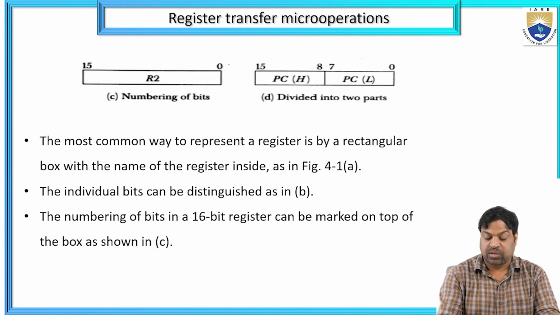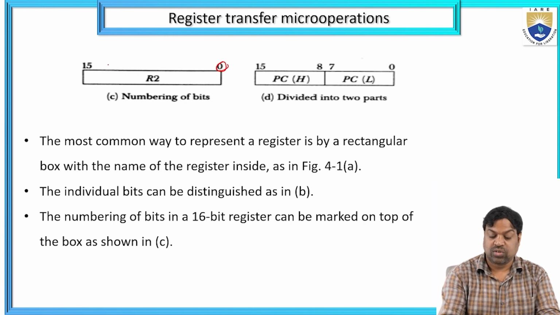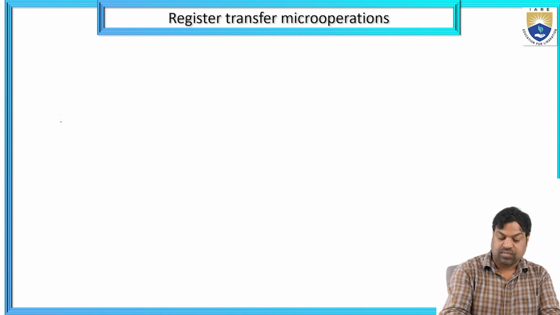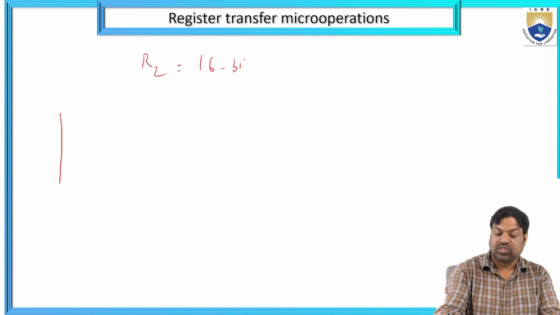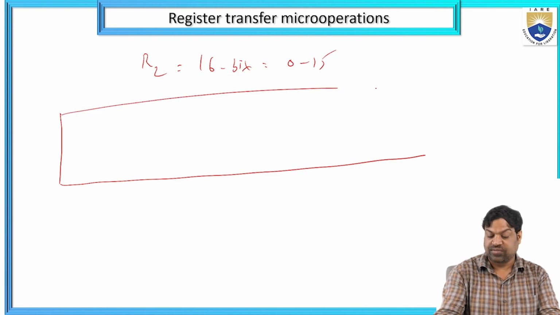Here, numbering bits. I am taking one more example, R2, 0 to 15. How much is that? A 16-bit register. So R2 equals a 16-bit register, 0 to 15. How can we show this in the registers?